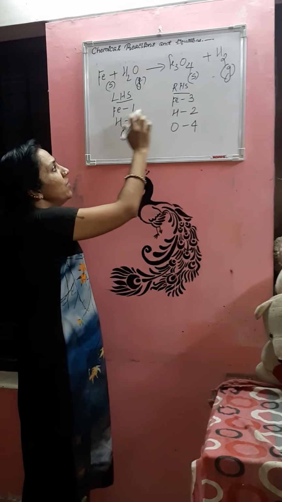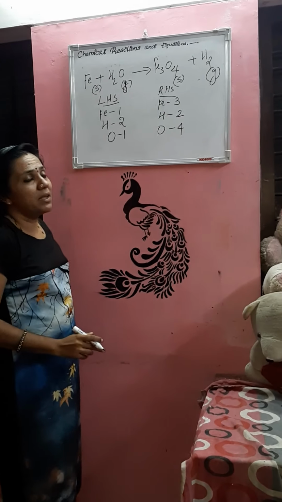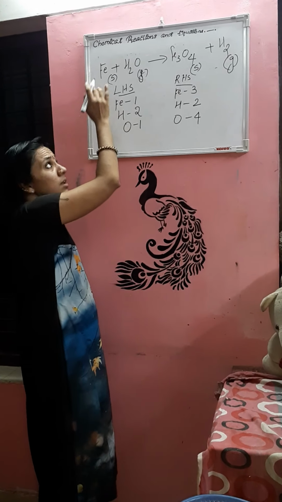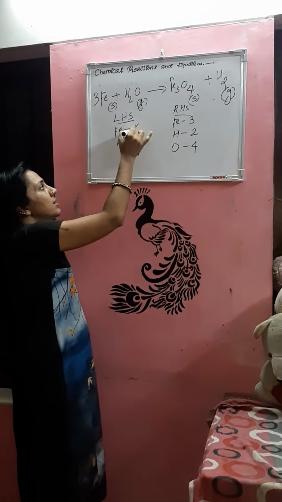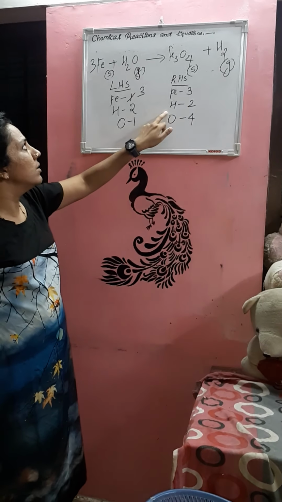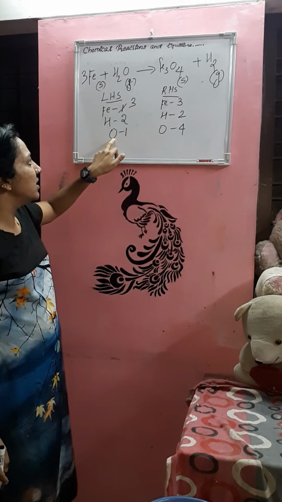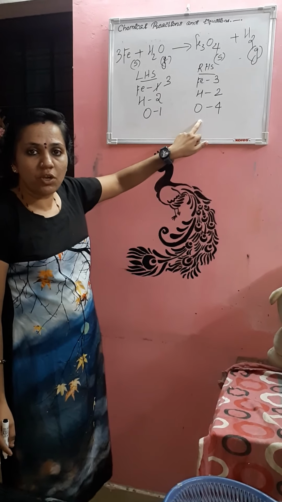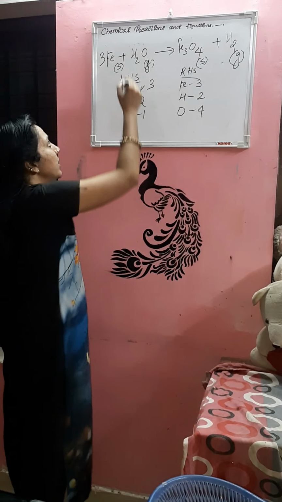Okay, then Fe, 1 and 3. Now what should we multiply by? We should multiply by 3, on the side where it is less. Which side is less? Here. So I am adding 3 here. Hydrogen is 2 here, 2 here. Okay. Then what about oxygen? Here 1, here 4. So what should we multiply oxygen by? We should multiply by 4. That should be added here in front.